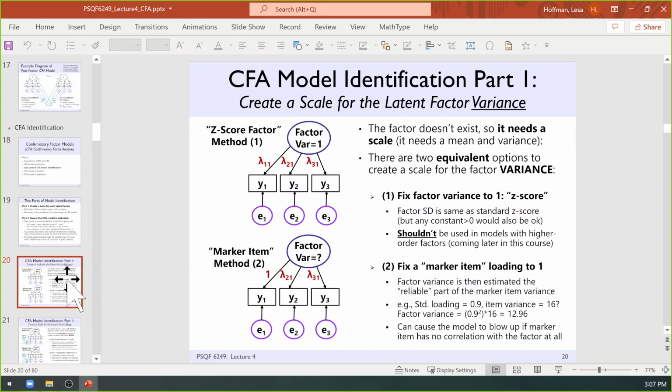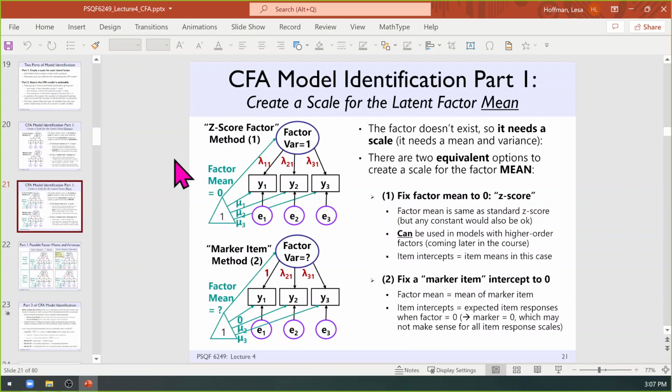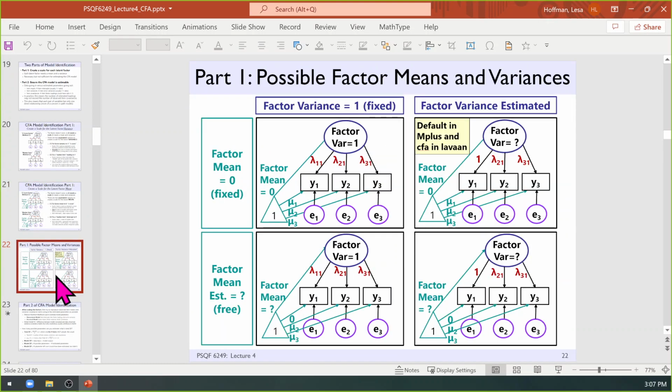So we did factor variance or item loading of 1. Then we have the alternative on the next slide. Yep, here we go. For the mean, either the factor mean is 0 or one of the intercepts is 0. Probably the one for the marker item if you go that way. And then slide 22, which I knew was coming, is this grid right here.